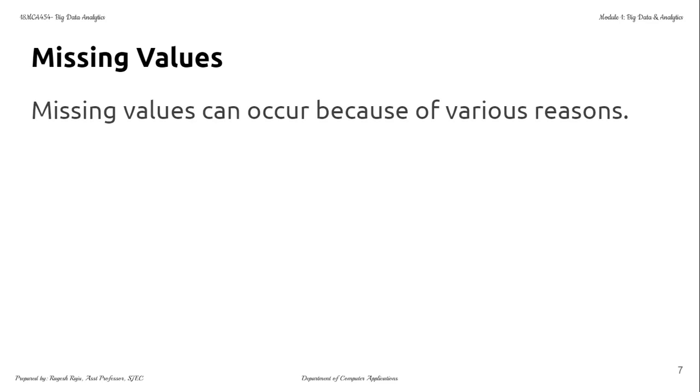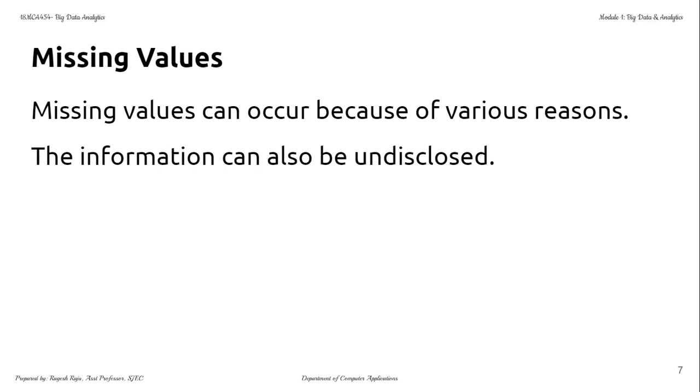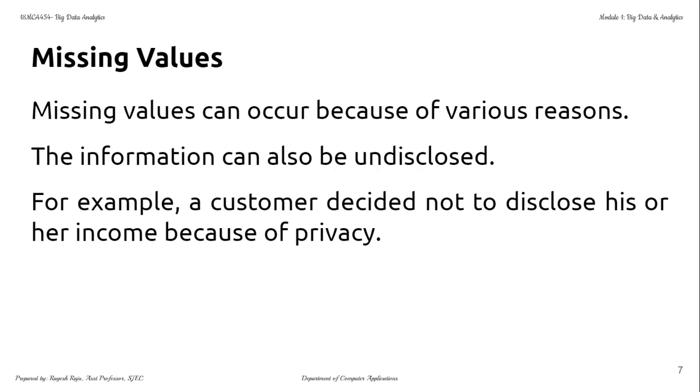Okay. So moving on, when we talk about exploratory statistical analysis, there are multiple steps involved in it. The first one is to identify the missing values. This missing value can occur because of various reasons. Sometimes information can be undisclosed, for example, a person doesn't want to disclose his data. In the example given here, a customer decided not to disclose his or her income because of privacy. So here the information is undisclosed.